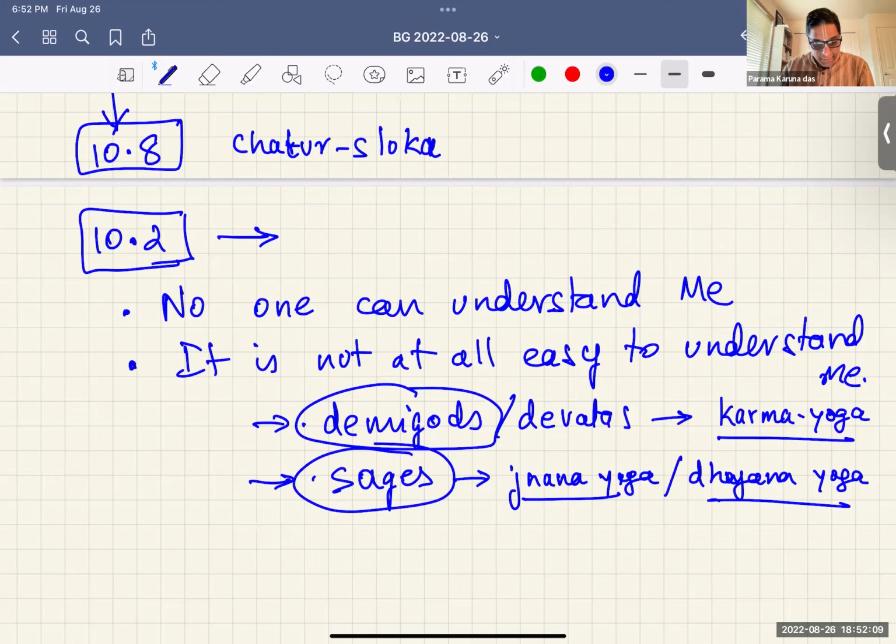All right, so let us read 10.2. Na me viduh suraganah prabhavam na maharshayah, aham adir hi devanam maharshinam cha sarvashah. So what is Lord Krishna saying? Na me viduh suraganah. Suraganah means the devatas, the demigods. Na me viduh. Viduh means to know, vid, like Veda. The Vedas are that which is to be known, that is why they are known as Vedas. So vid is the root word for knowing or knowledge.